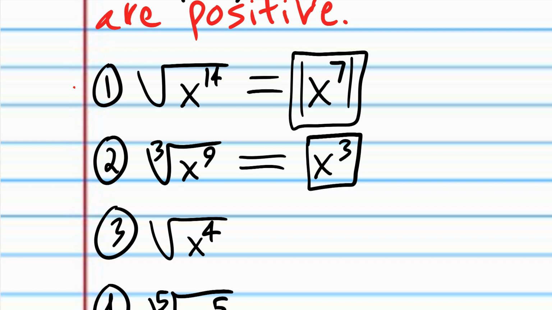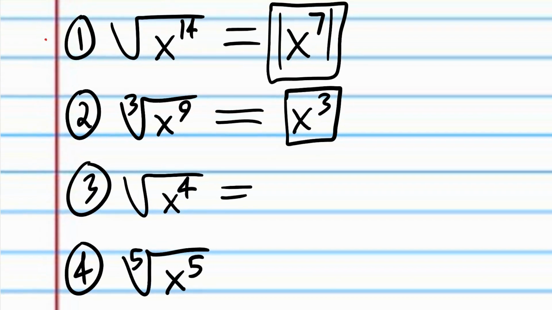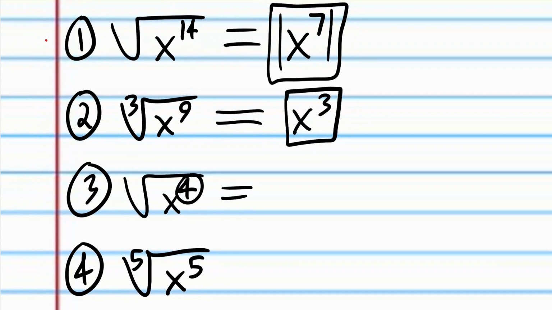Okay, so now let's do another one. Now here we have an even index again. The index is 2. So we have to worry about possibly putting absolute value symbols. Now take the power of the radicand, divide by the index. 4 divided by 2 is 2. So that's our answer. Now, because this is an even index, again, we have to worry about whether or not we put in absolute value symbols. So do we put absolute value symbols?